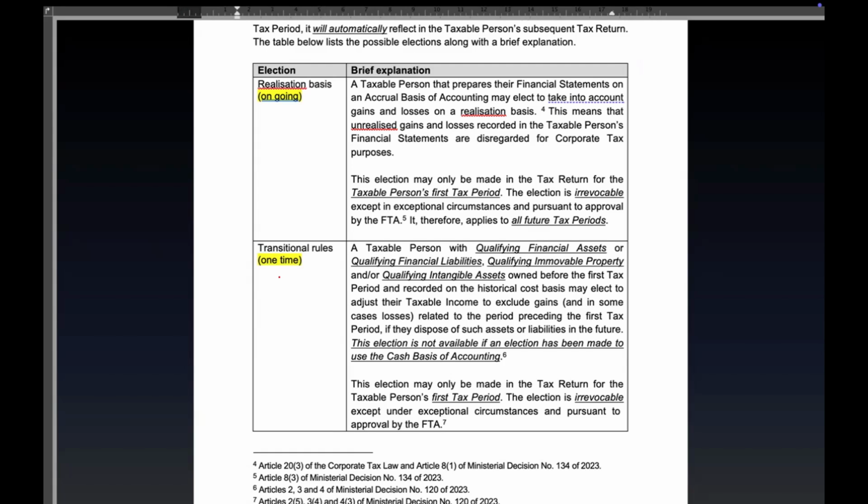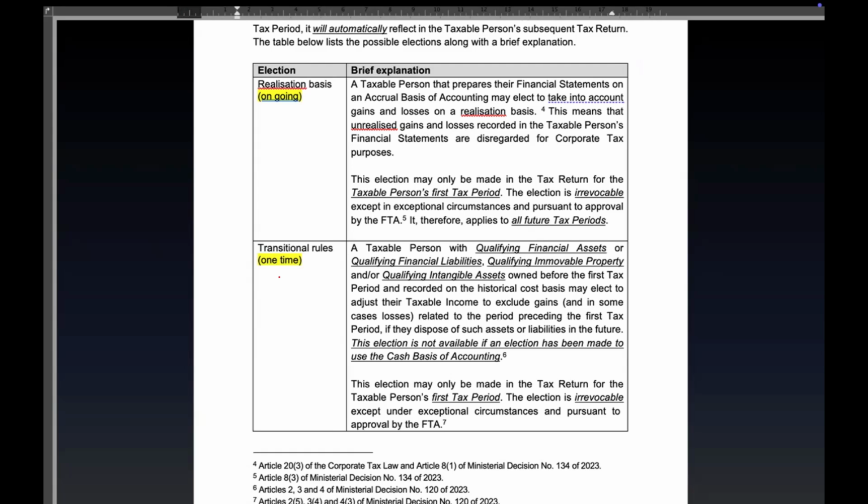You need to assess qualifying financial assets, qualifying financial liabilities, qualifying immovable property, and qualifying intangible assets. What are these? These are the assets or liabilities that you are holding before the first tax period of your return. These are being maintained at the historical cost. And for the intangible assets specifically, the holding period should not be more than 10 years. These are basically the qualifying financial assets.